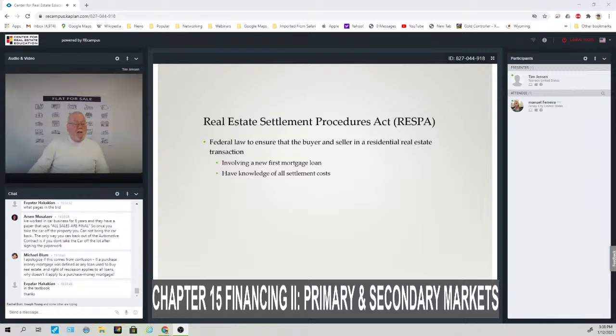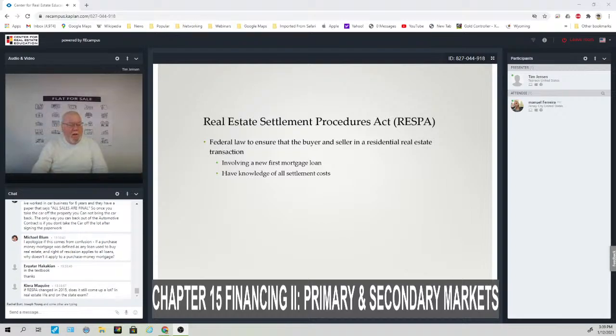If a purchase money mortgage is defined as any loan used to buy real estate, and right of rescission applies to all loans, why doesn't it apply to a purchase? Because you can't decline the mortgage after you bought a house. That's why.